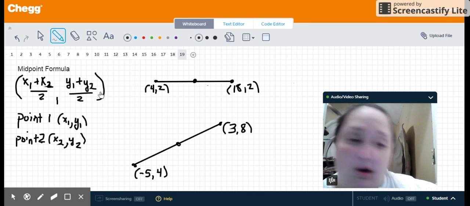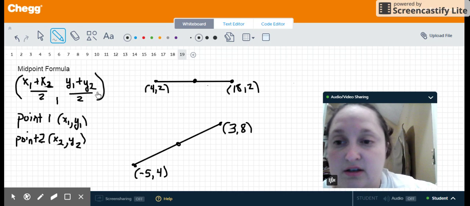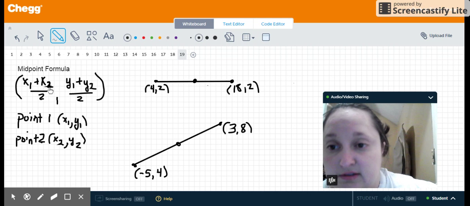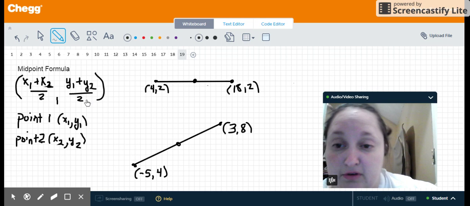Now, I'm going to be honest, I don't really use the midpoint formula a lot because I know a secret, and the secret is that the midpoint formula is actually a set of averages. Okay, so this is an average of the x's. Because there's 2 x's, we divide by 2. It's also an average of the y's. So I know there's 2 y's, so I'm going to divide by 2.